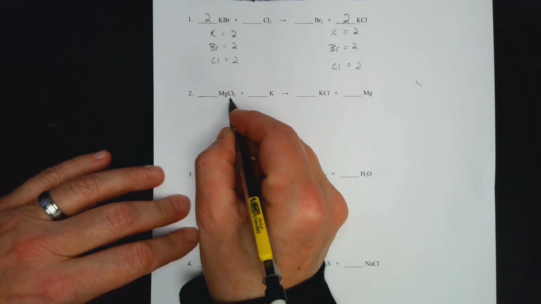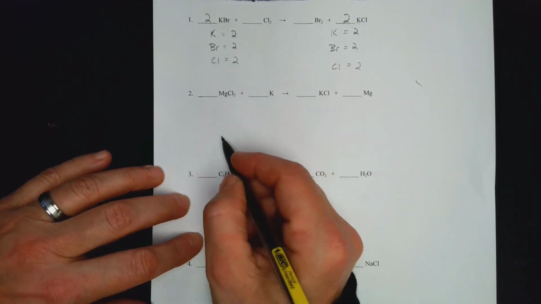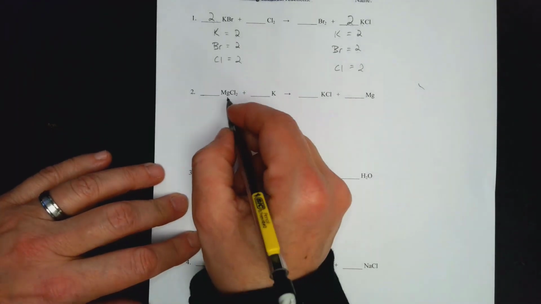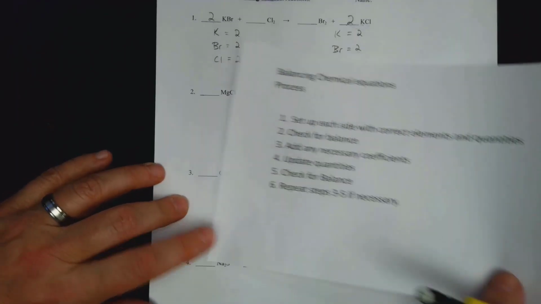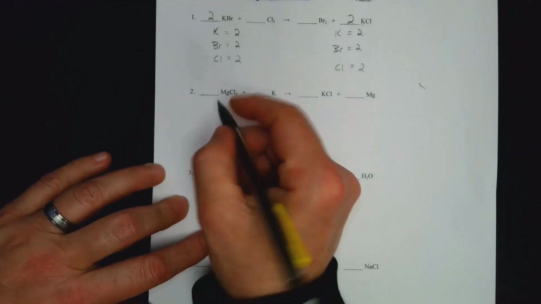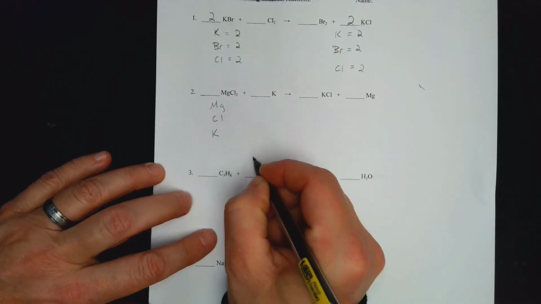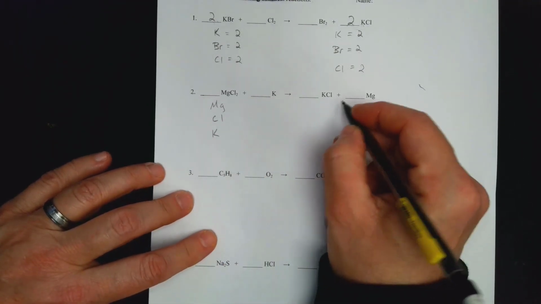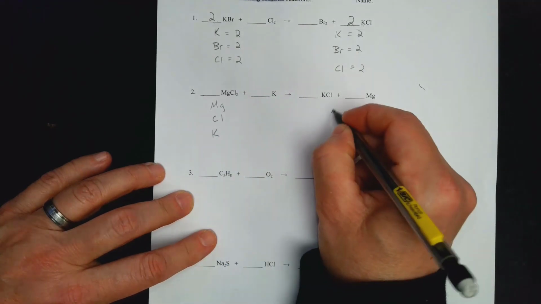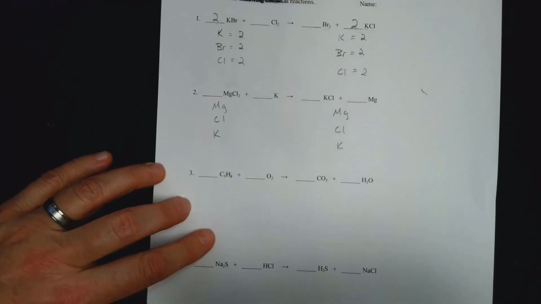I've got magnesium chloride getting together with potassium and forming potassium chloride and magnesium. So let's go ahead and do step 1. And if you remember, step 1 is to set up each side with the correct elements and quantities. Let's do that. I've got magnesium, I've got chlorine, I've got potassium. I'm going to do the same thing on this side of the equation in the exact same order. Magnesium, chlorine, and potassium. And the reason I do that is because that way I can just check them side by side for balance.